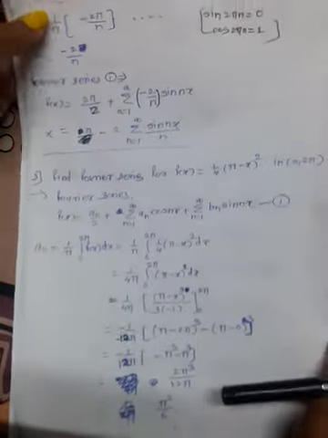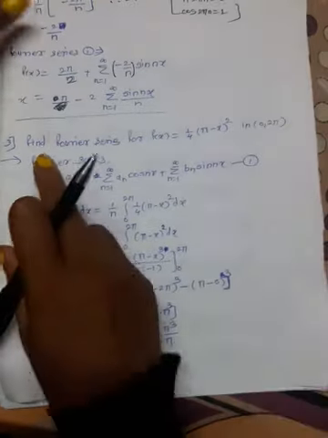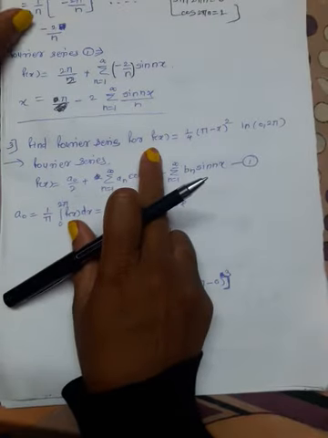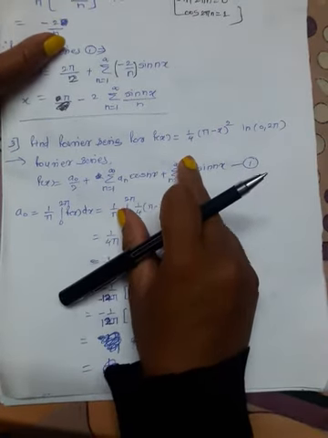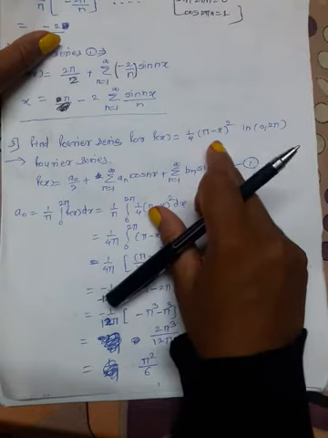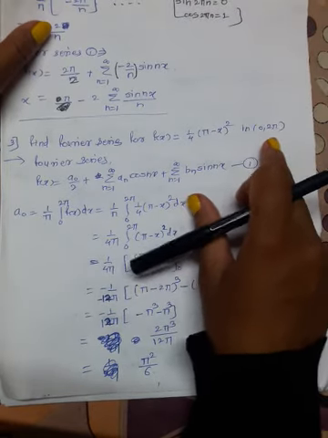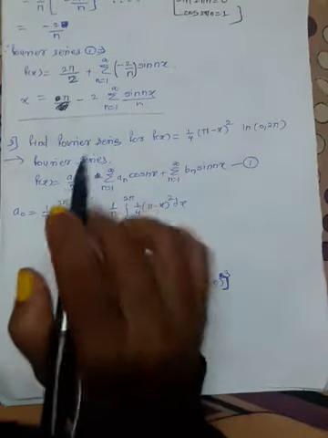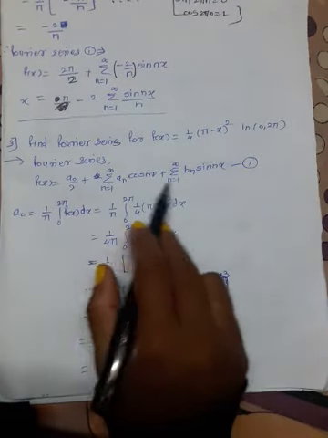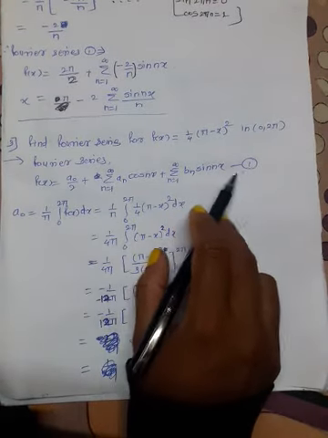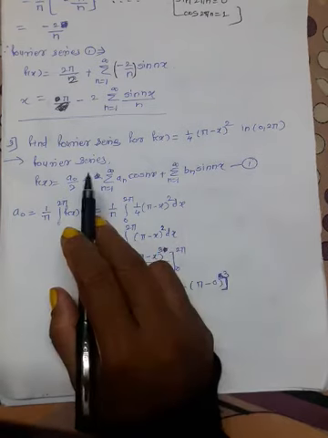Now let us see the next example. Find the Fourier series for the function f(x) is equal to 1 by 4 into bracket pi minus x bracket square in the interval 0 to 2 pi. Interval is same. Now the Fourier series formula is same as it is, write it down and call that equation number 1. Now I have to find out a naught.